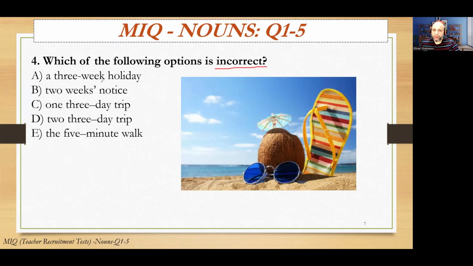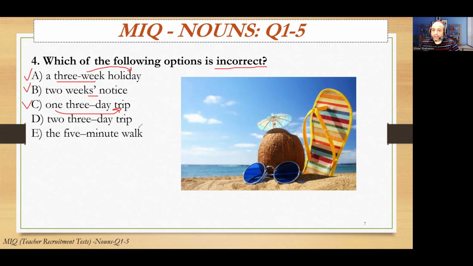So a 3-week holiday, 3-week defines holiday. So this is okay. This is right. 2 weeks' notice. It's not hyphenated, and it has an apostrophe because it's in the plural, S apostrophe. So this is correct. 1 3-day trip. So it's one trip, but it's a 3-day trip. It's hyphenated, so this is fine.